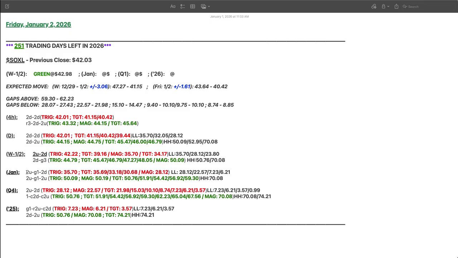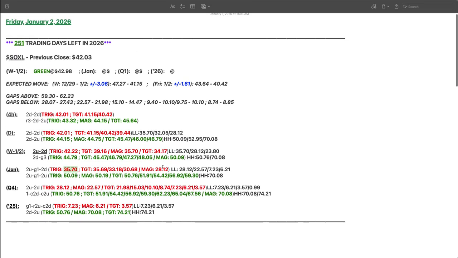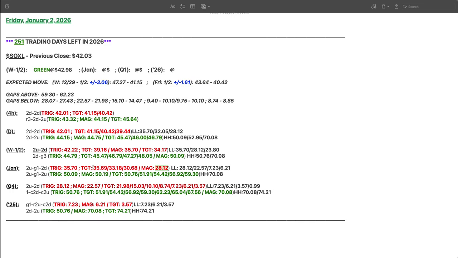Now, to talk about January, because we had that inside month in December, we have a possible reversal or continuation situation on both sides of the ball, right? So if we go to the downside, that gives us a 2-1, 2 down, triggering at 35.70. Magnitude would be 28.12. But we do realize we are in a bit of consolidation and an uptrend. We're in a 1-2 down, 2 up reversal on the quarter, right? So we know that it could be a little tough to make it to that magnitude.